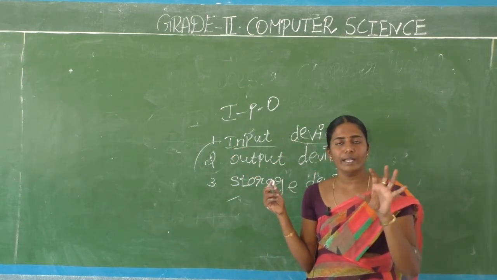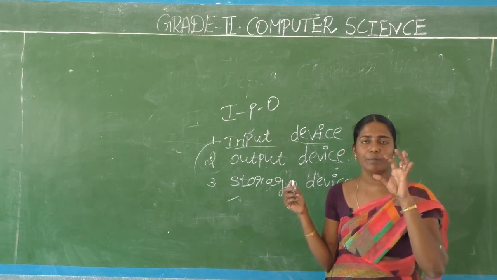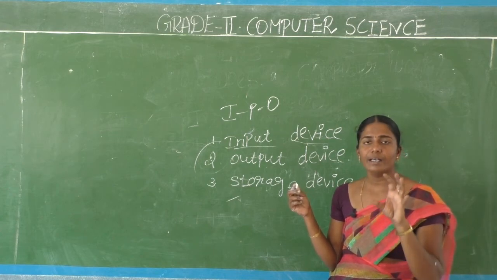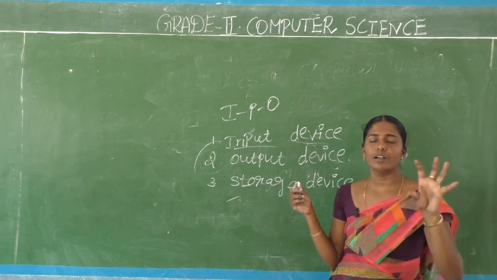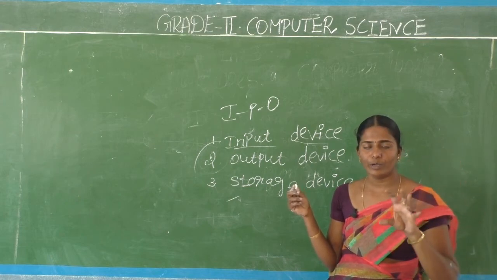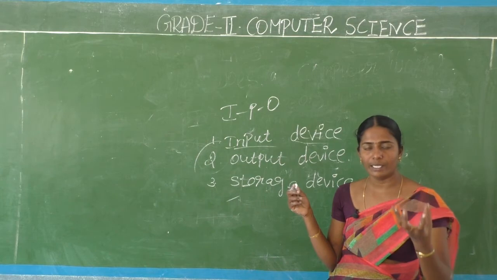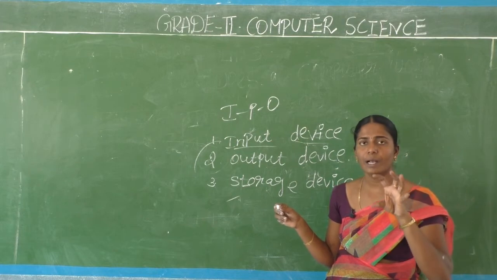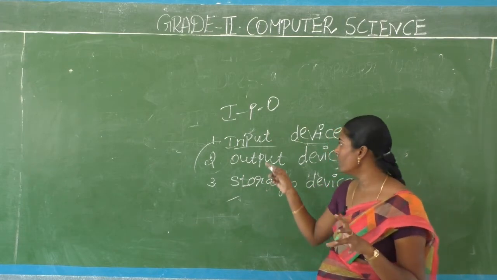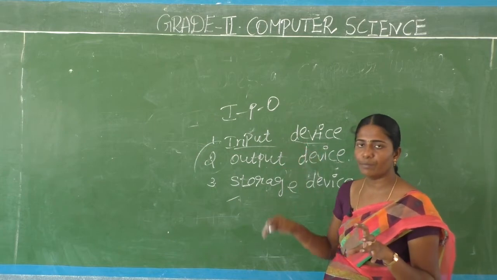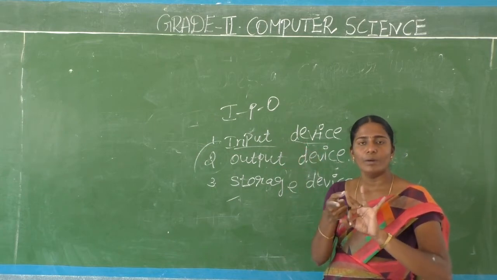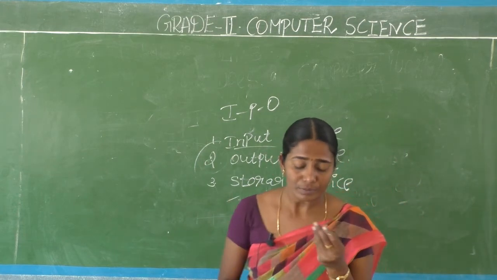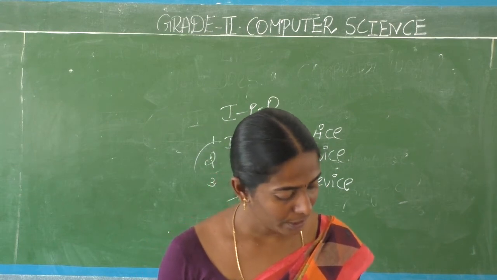What is the input device? We enter the data into the computer. It is called the input device. We enter the data into the computer, we give instructions; that is called the input device. Examples for input devices: mouse, keyboard, microphones.